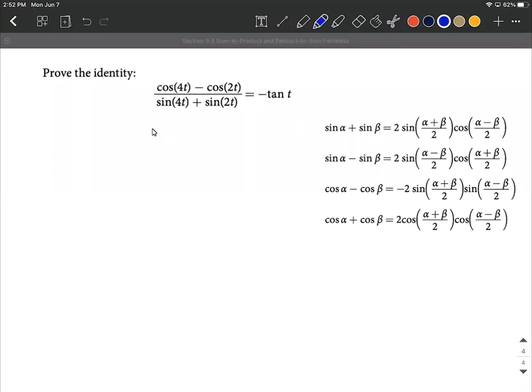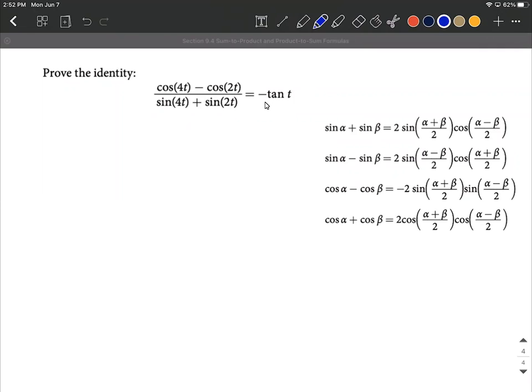Let's work through and prove this identity. So we have cosine of 4t minus cosine of 2t, a difference going on in this numerator, all over sine of 4t plus sine of 2t, a sum in this denominator. And eventually we want to show that this is equal to negative tangent of t.